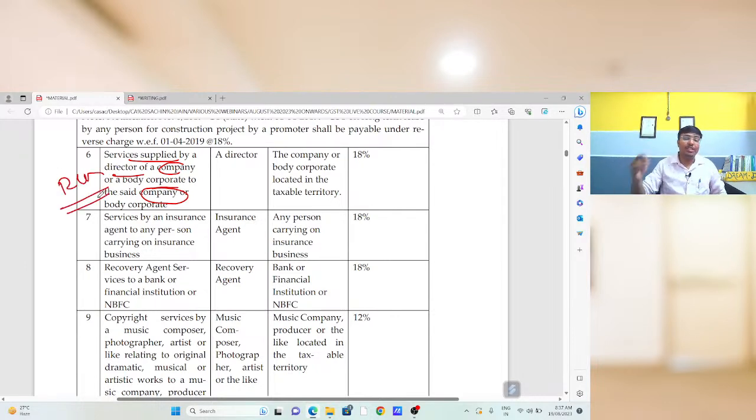So when we are checking the financials of any company and doing the audit of any company, or when we are filing the GSTR 9 and 9C of any company, we need to check these things carefully: if there are any services provided by the director to the company, whether the company has paid the taxes under reverse charge mechanism or not, we need to confirm the same.